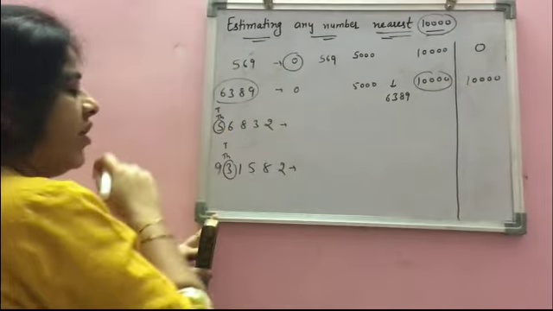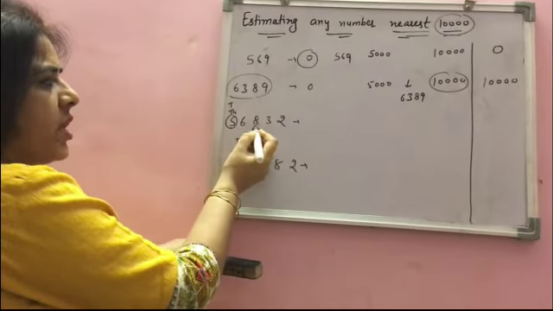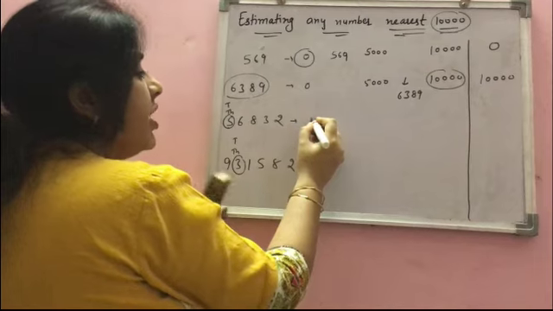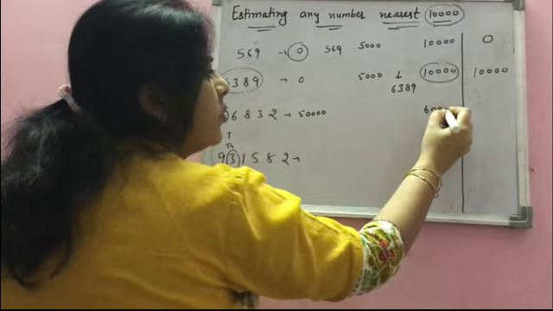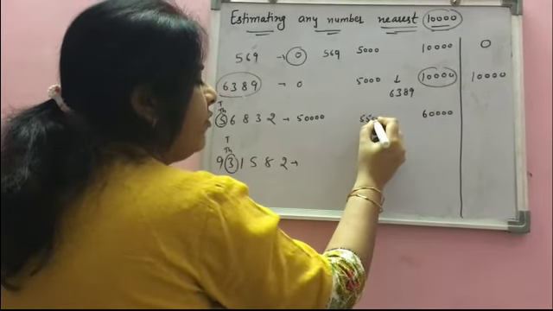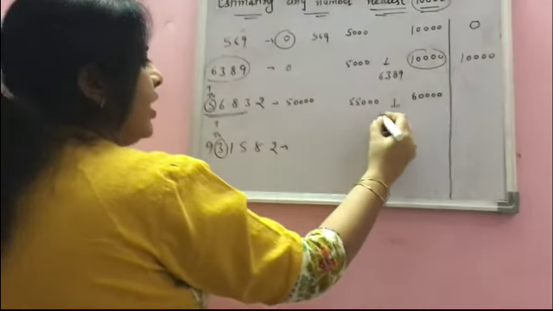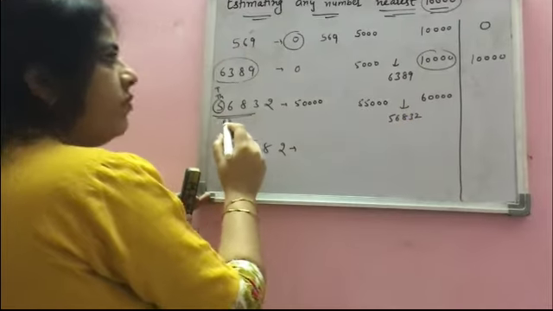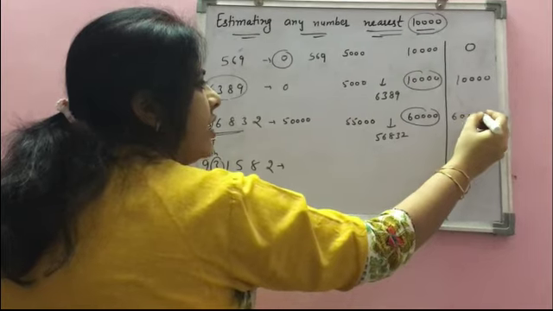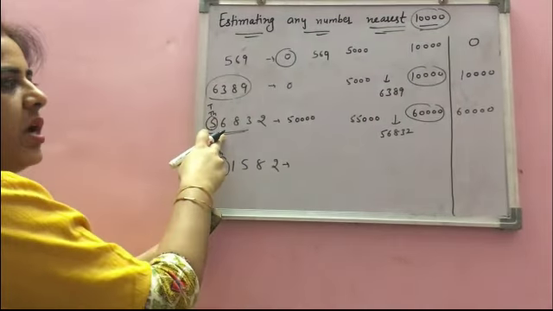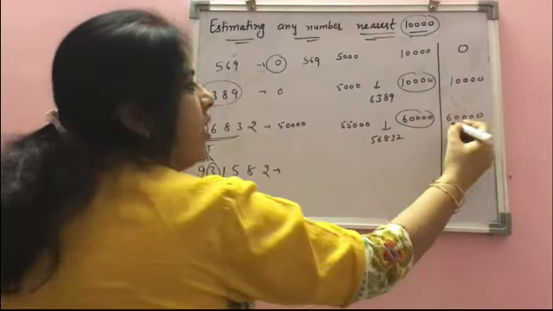Now we are estimating a 5 digit number. What is the 10,000 place digit here? 5. So it is 56,832. It means the multiples of 10,000 here are 50,000 and 60,000. What is the halfway? 55,000. So it is more than the halfway. It means it lies here. So when we go with multiples of 10,000, it will be nearest to this. So when we are estimating this number to nearest 10,000, it is near to 60,000 compared to 50,000. So the answer would be this.